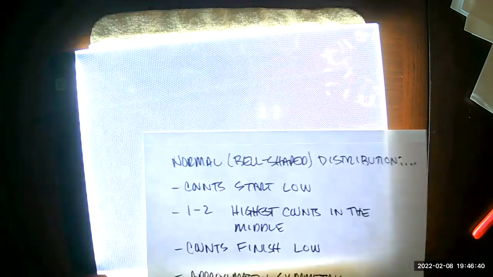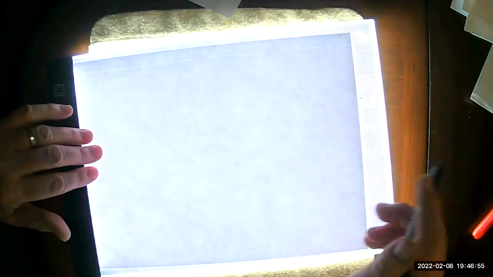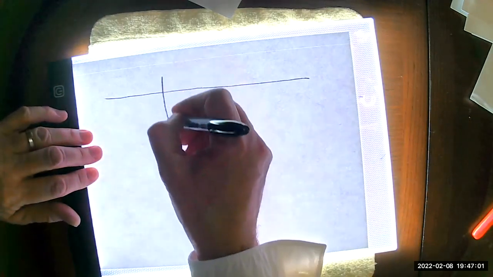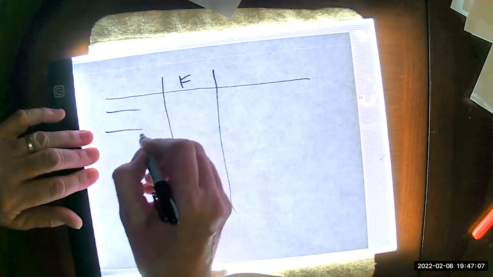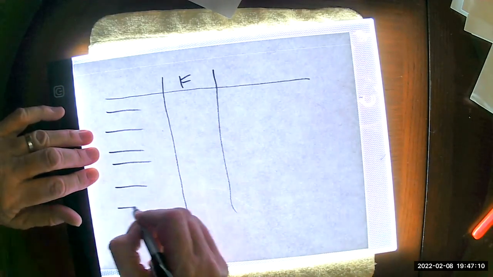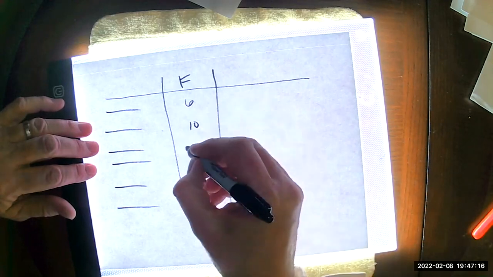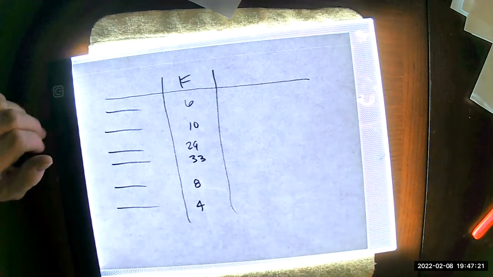So let me give you an example of the sort of thing that I mean, and then you can determine if the example we just got done looking at will fall into that category. I'm not going to worry about what the classes are. We're worried about the frequency because that's where the pattern is. So we've got a couple of classes there. Let's see, we got a 6, we got a 10, we've got 29, 33, 8, and 4.